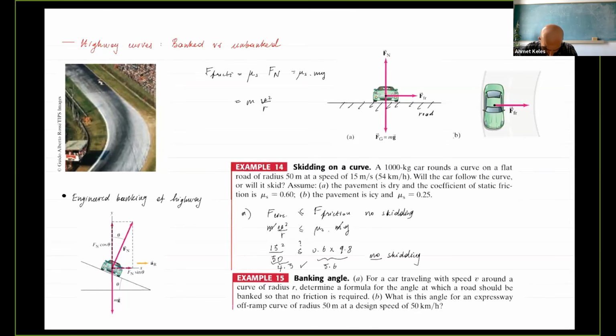And B says if the pavement is icy and mu s is 0.25. B, if mu s is 0.25, you basically have exactly the same thing. 4.5, is it less than or equal to mu s times 9.8? But mu s is now half of what it used to be. So I think I found 2.45. That doesn't satisfy, so there will be skidding.